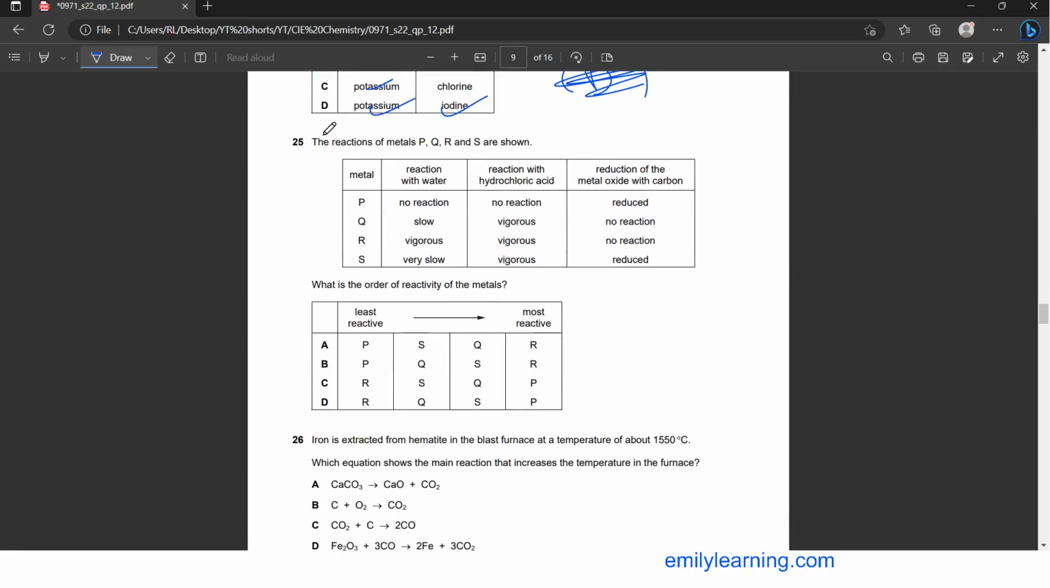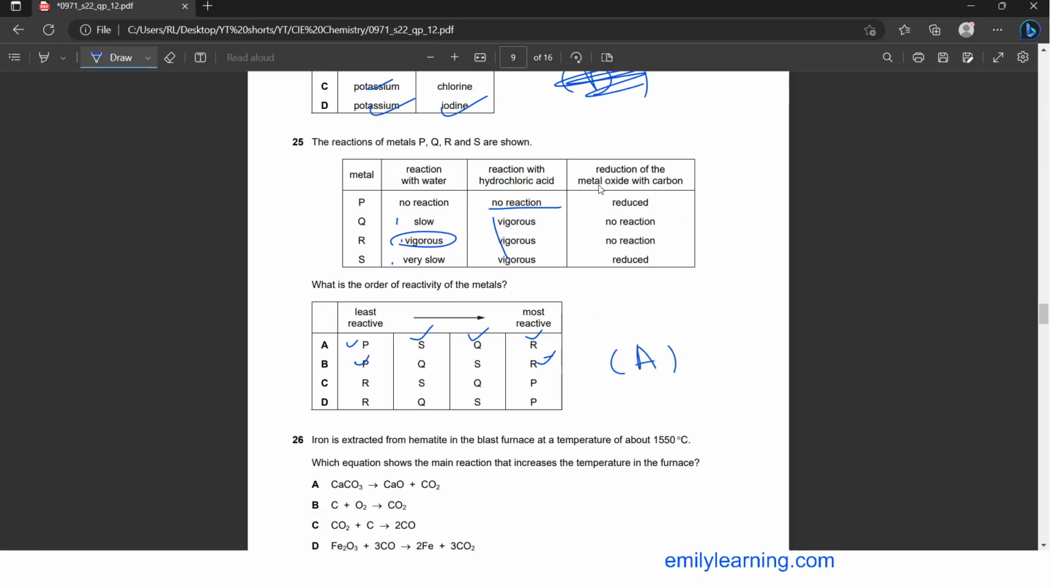Okay, moving on to 25. So you have reactions of metals P, Q, and R shown. What is the order of reactivity of the metals? So those that can react with water and acid are reactive metals. The more vigorous the reaction, the more reactive it is. So here we know that P is the least reactive because there's no reaction. So the answer is either A or B. Next, let's take a look. All of these are vigorous, so nothing to compare. I know that R is vigorous, so R is the most reactive, followed by Q, then S, very slow. So I know very likely the answer is A.